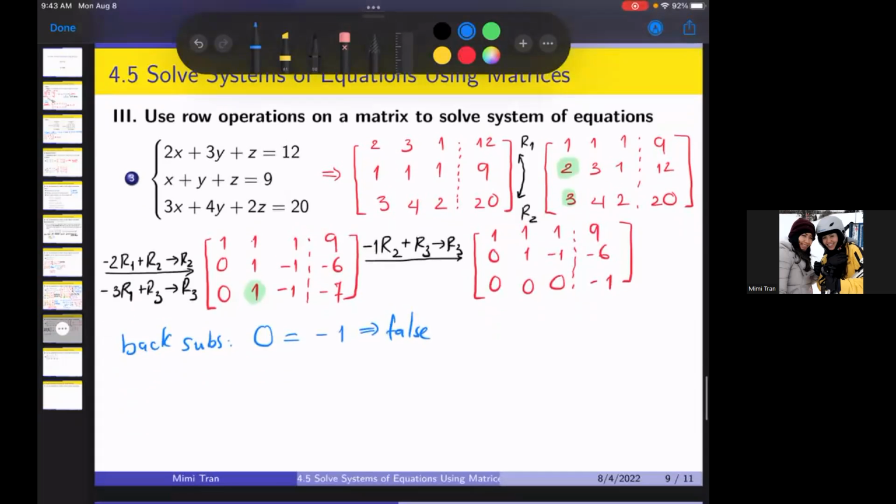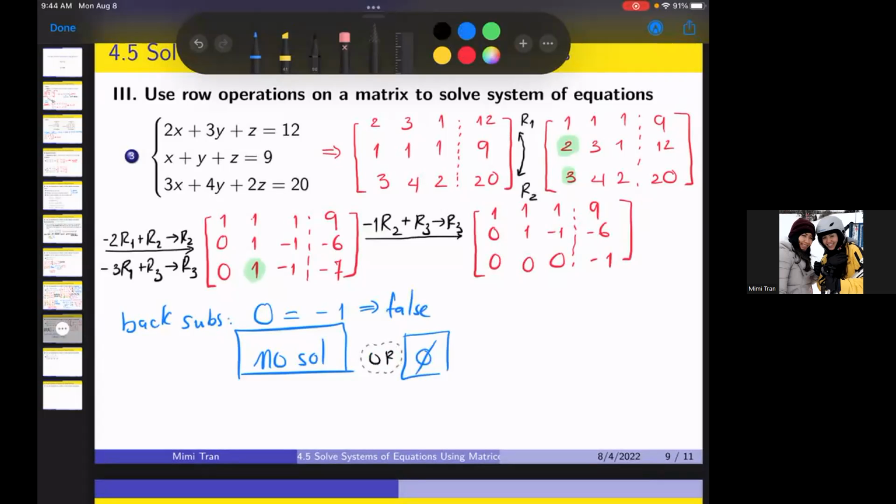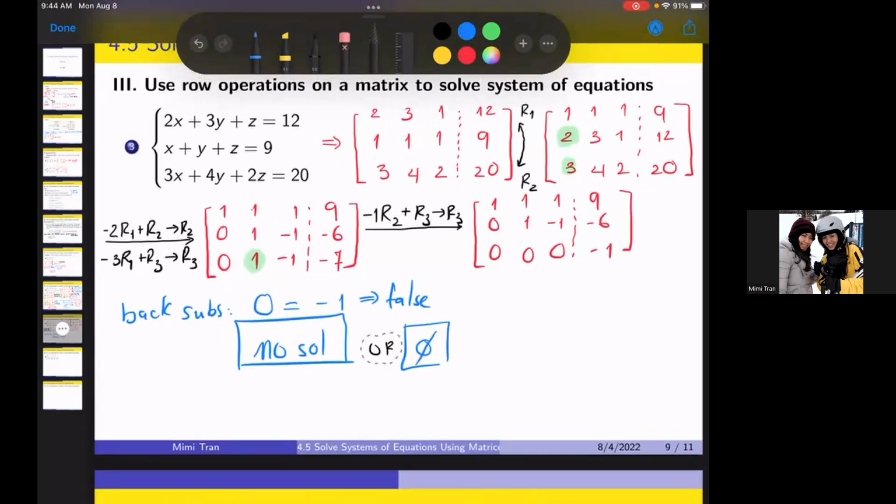So what does that mean? Do you guys remember last time we did substitution with 3 by 3? That means no solution, right? Very good. No solution. You can say no solution, or you can use that symbol. It's the same thing. On the exam, it doesn't matter to me. That's the reason I don't feel like rewriting the first two rows, because I'm not gonna use them.